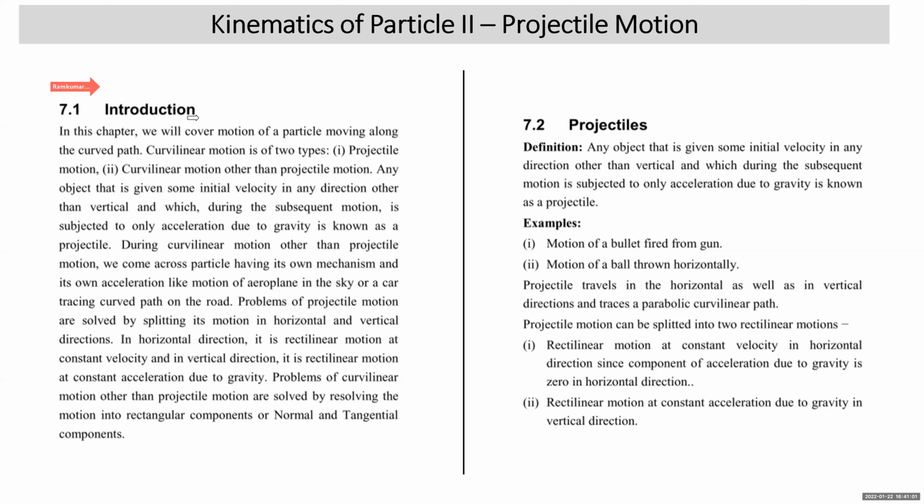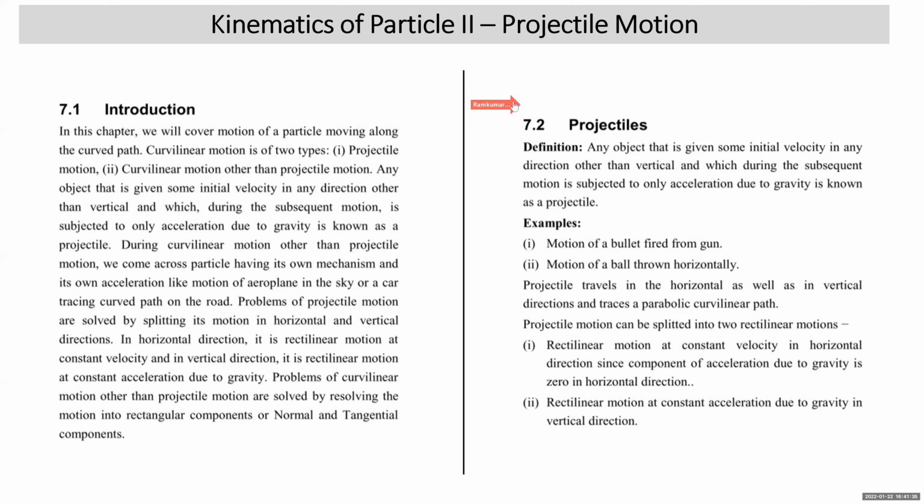Well, students, in this part, we will cover the problems of projectile motion. How do we solve the problems of projectile motion? What is projectile motion? Let's discuss it at length. Now, let's understand what is projectile. Any object that is given some initial velocity in any direction other than vertical and for which subsequent motion is under the influence of gravity is called a projectile. What are the examples? Motion of the bullet fired from the gun or motion of a ball thrown horizontally.